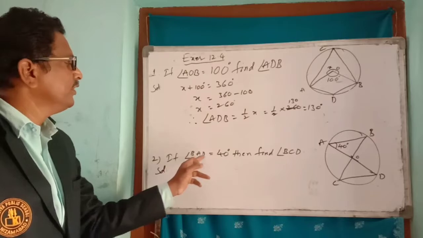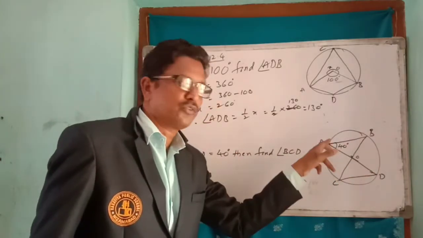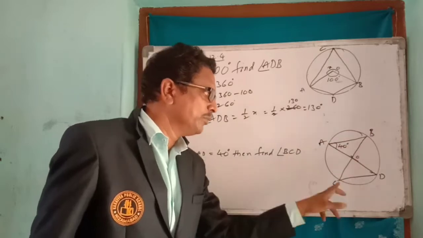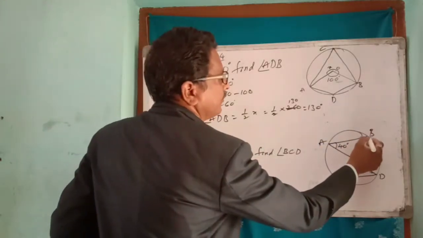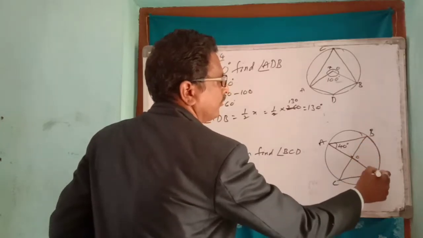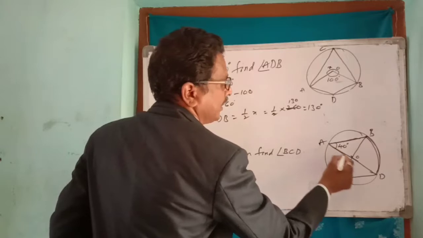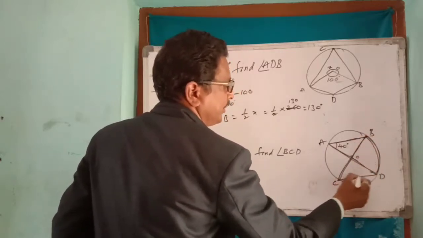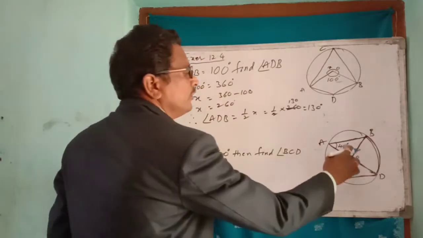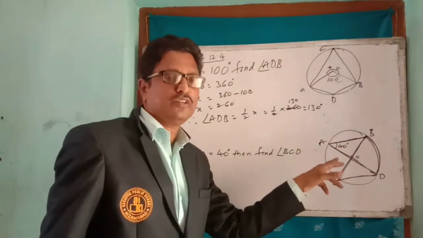If angle BAD equals 40 degrees, then find angle BCD. See, what is the concept here? This is one arc. This arc subtends two angles here. One angle is BAD and one angle is BCD. So these two angles are in the same segment.